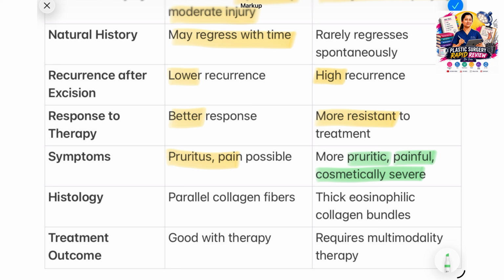When we see the histology, there can be parallel collagen fibers in a hypertrophic scar, whereas a keloid consists of thick eosinophilic collagen bundles. Treatment outcome is good with therapy in hypertrophic scar, and in case of keloid, it requires multimodality treatment. The next video will be about keloid treatment and the mode of action of each treatment method.